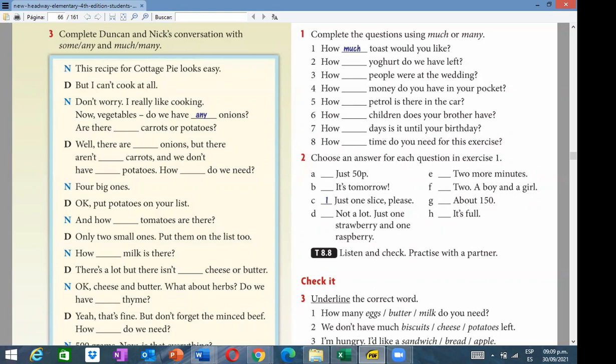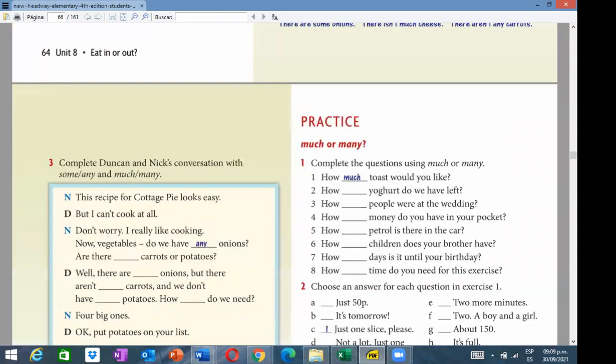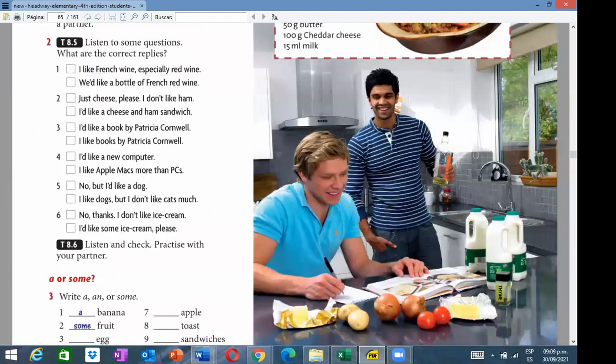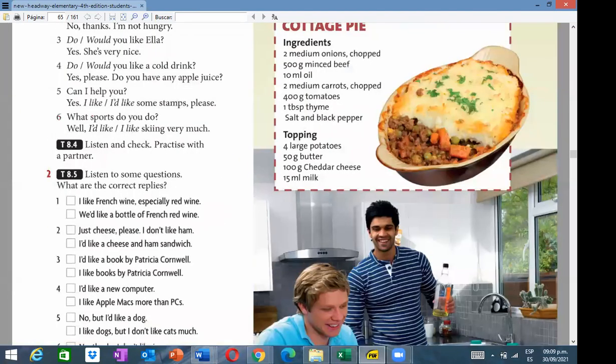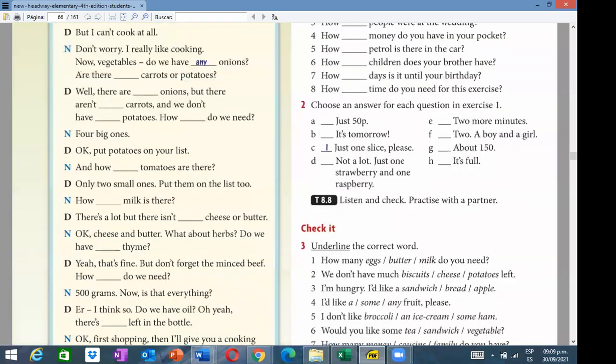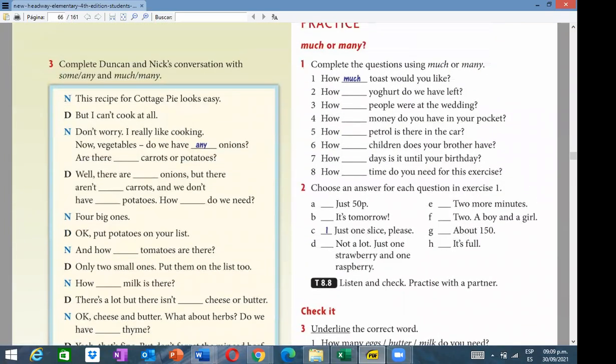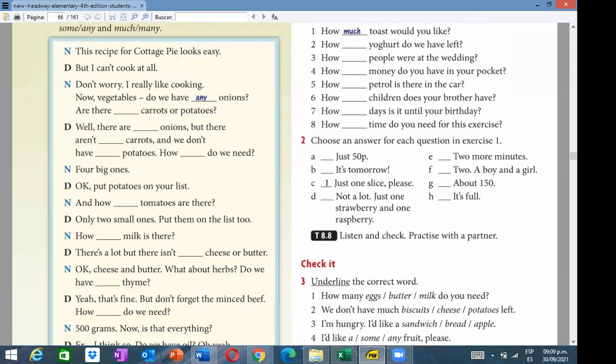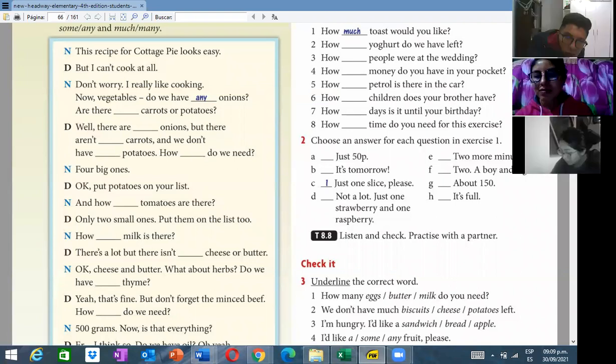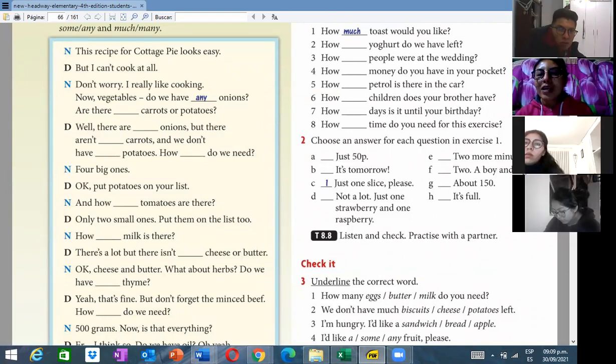Okay, are you ready? Let's check. Okay, remember that it is a conversation between Nick and Duncan. They want to prepare this cottage pie and they are talking about the ingredients that they need and they don't need, right? Okay, let's start. This recipe for cottage pie looks easy, but I can't cook at all. Don't worry, I really like cooking. No vegetables. Do we have any onions?